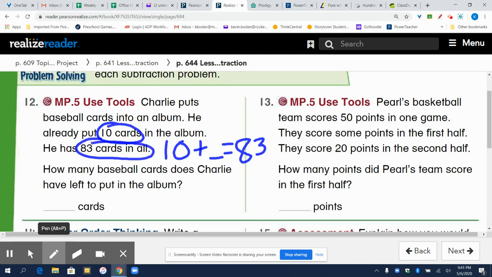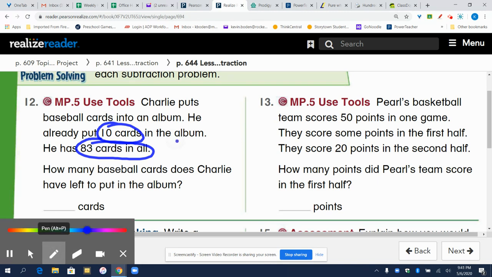So I need to figure out how many he put in the album, how many baseball cards. So I have to start at 10 and go up to 83. This one's going to be pretty tricky. So you know what I'm going to do? We've been talking about subtraction this whole time, so I'm actually going to do this as a subtraction equation. Sorry about that, I hope I didn't confuse you. You can still do this problem, it just might be a little bit trickier.